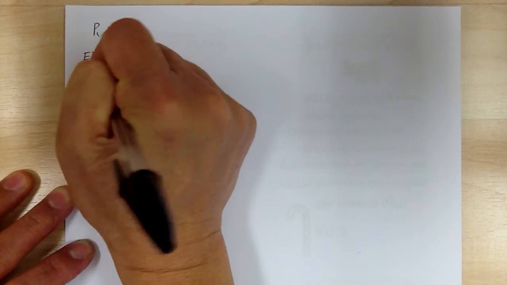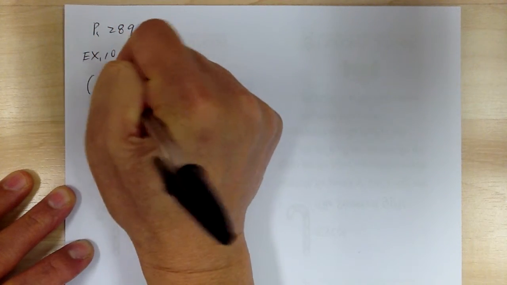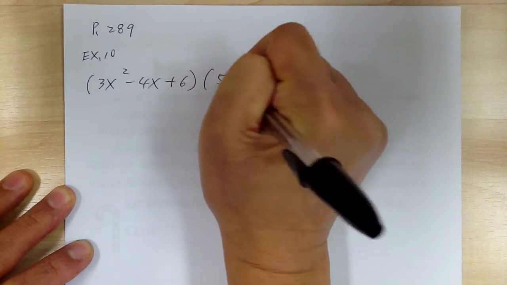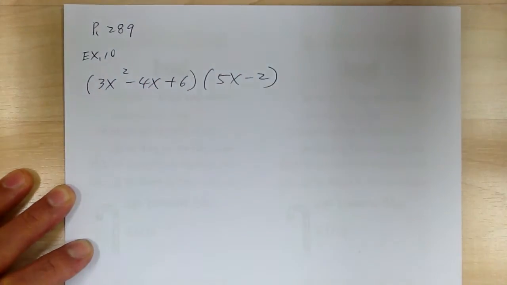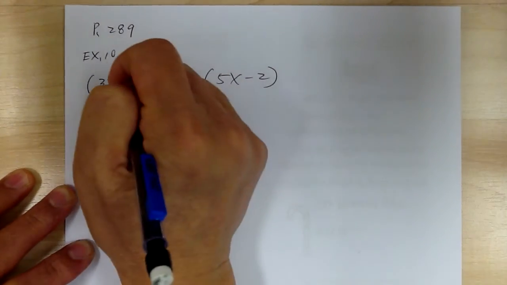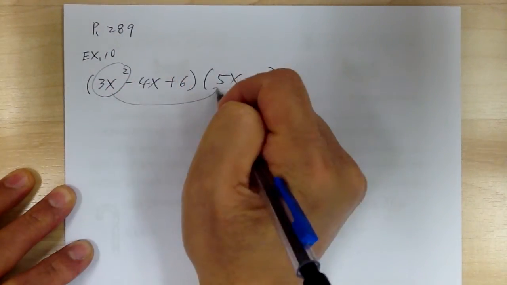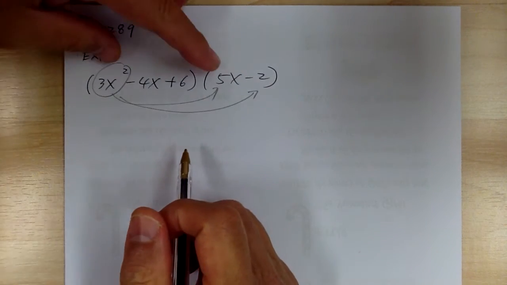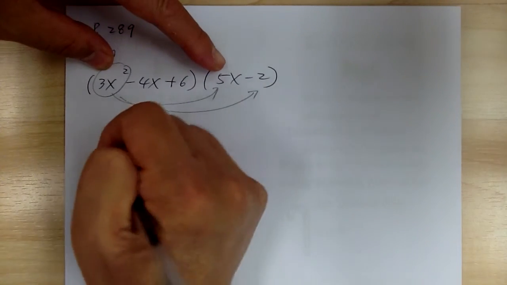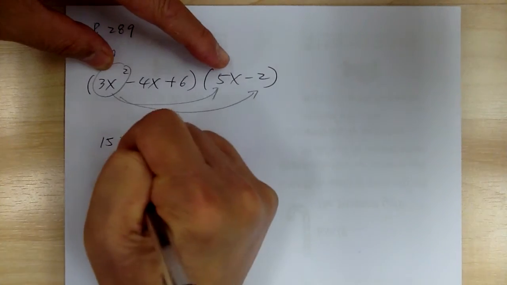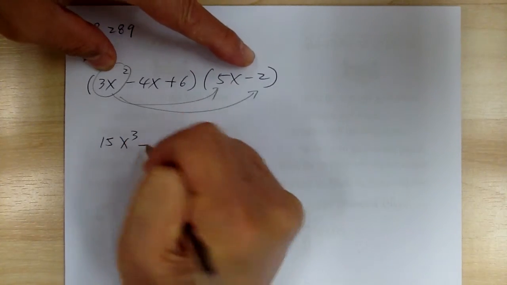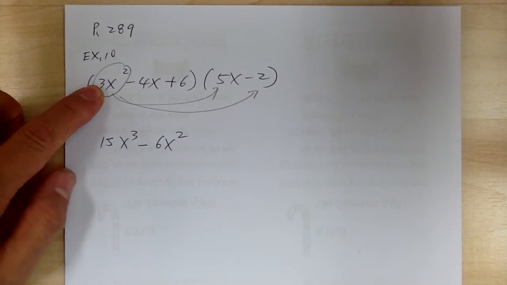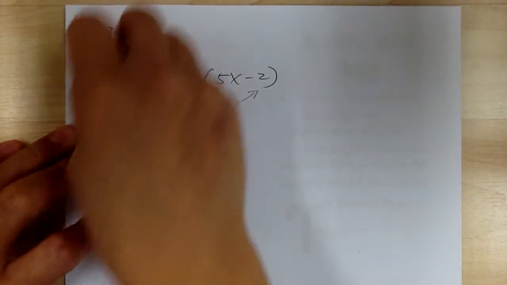So you have 3x squared minus 4x plus 6 times 5x minus 2. So again, what you want to do is distribute, right? So when you distribute using the first term, you're going to get 15x to the 3 minus 6x squared, right? So now you're done with the first term. So now you can go to the second term.